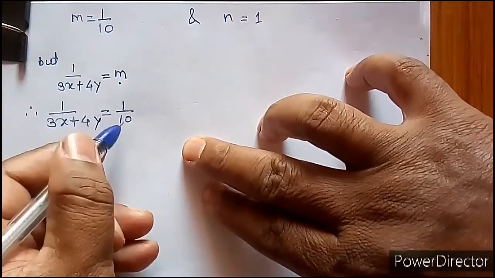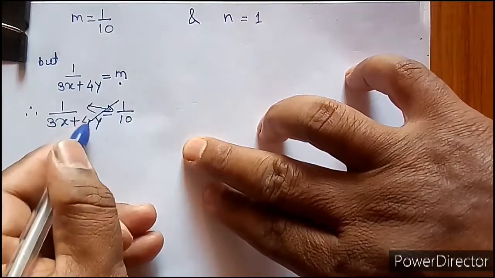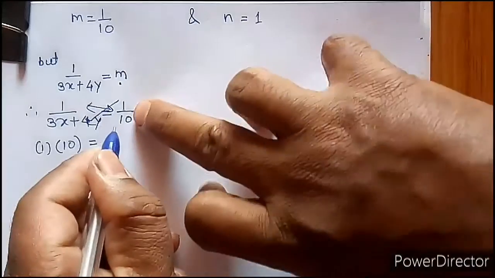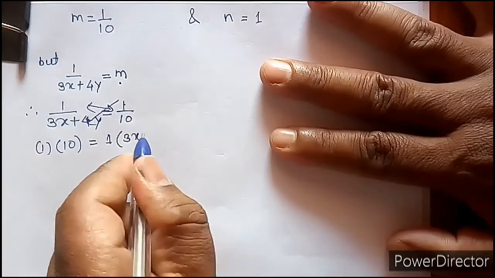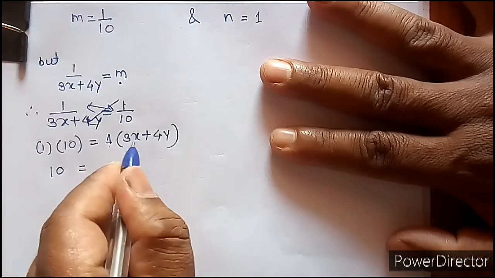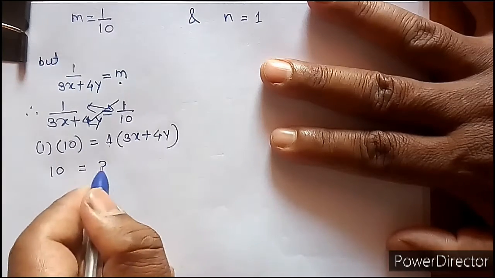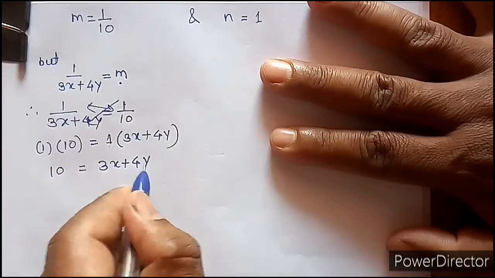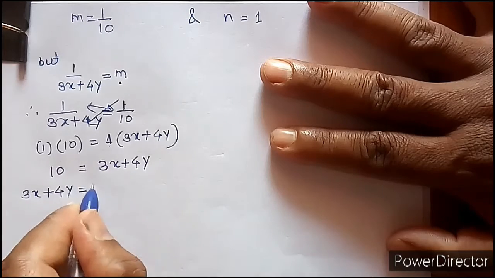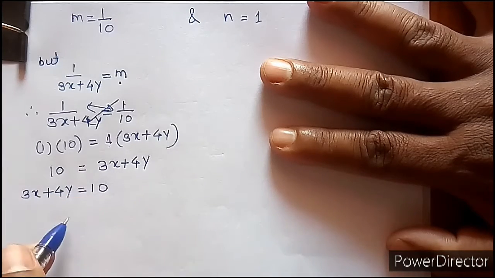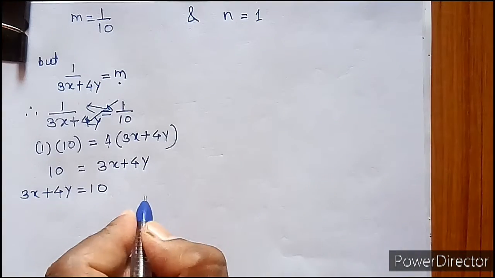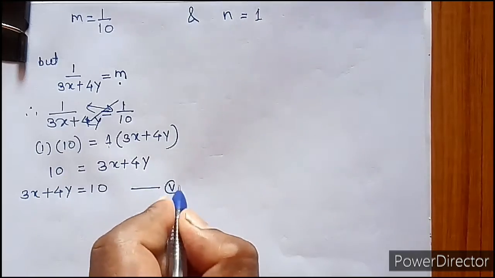Now on solving this, we have to cross multiply, that is 1 into 10 equals 1 into (3x+4y). On solving, 1 into 10 will be 10, and 1 into (3x+4y) is 3x+4y. Here we get 3x+4y equals 10. On interchange of both sides we get this equation. Give this equation number 5.